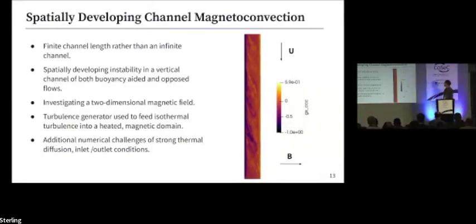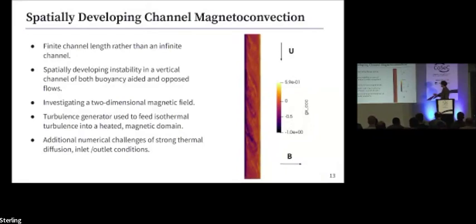So this is a finite channel, which means we use a turbulence generator, an isothermal turbulence generator, and feed it into a heated and magnetic domain. This is to look at the spatially developing instability that we have.